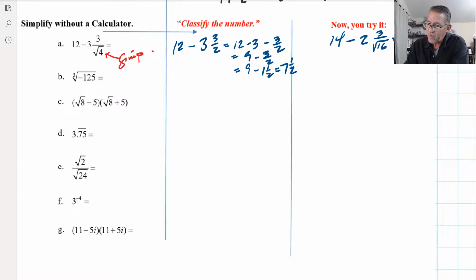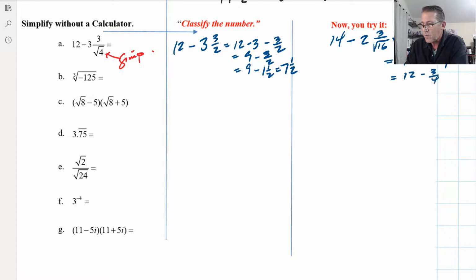Okay, so now we've got 14 minus 2 and 3/4. That's 14 minus 2 minus 3/4, and that's 12 minus 3/4. That's 11, because if you take 3 out of 4, there's 1 out of 4 remaining. Okay, so you get 11 and 1/4. All right.